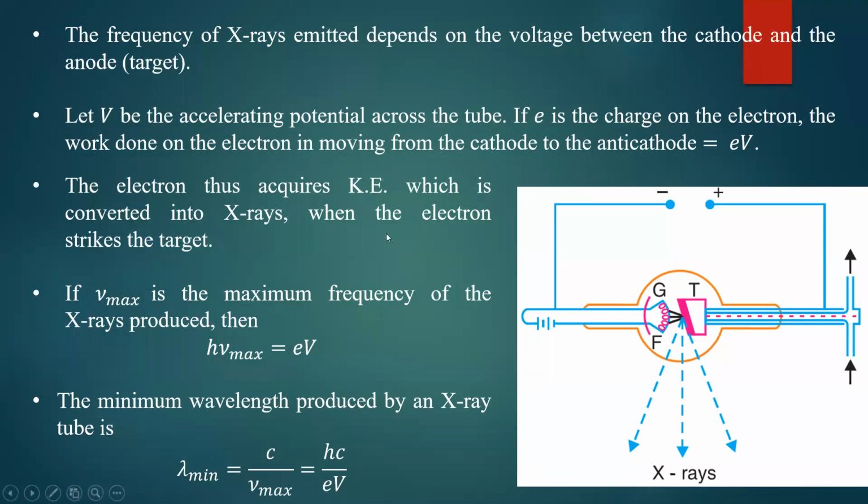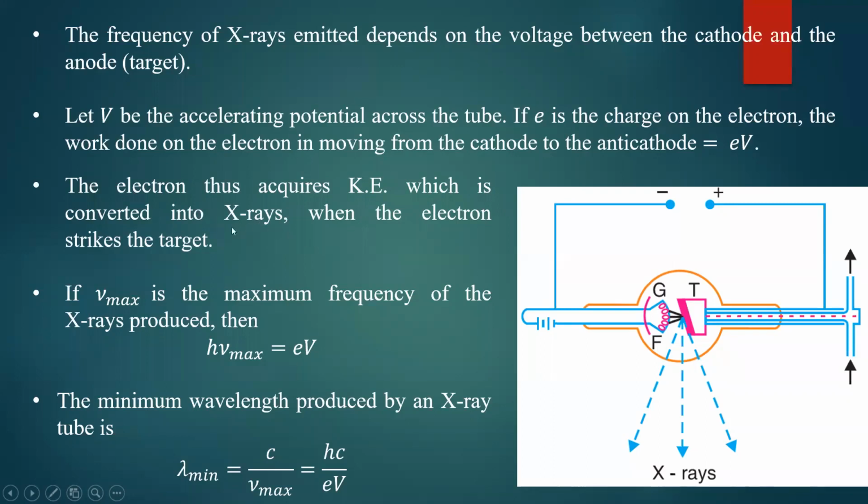That is a simple thing. Let us take V as the accelerating potential across the tube, and e as the charge of the electron. Then the work done on the electron in moving from the cathode to anode is equal to charge into potential, that is eV, the energy of the electron which is moving from cathode to anode. This energy will be converted into electromagnetic radiation. The electron thus acquires kinetic energy, which is converted into X-rays.